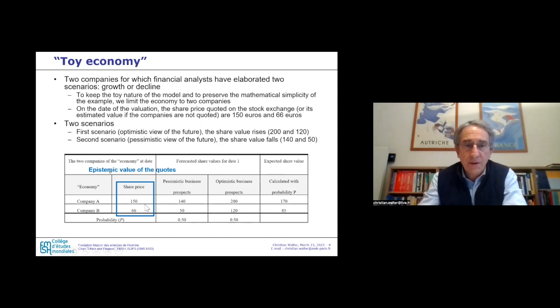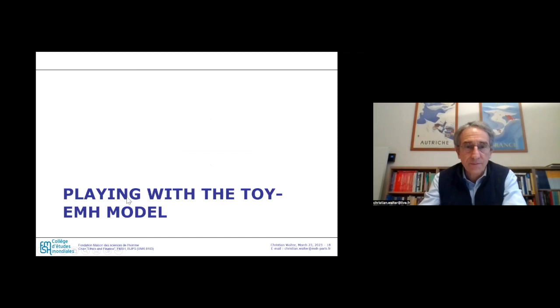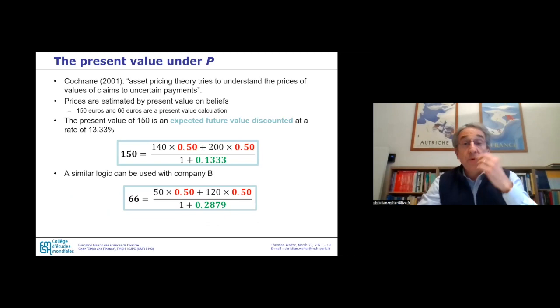And now the new price is not 66, but 63.89. So we begin with the old quotes before arbitrage, 150 euros and 66 euros. These two quantities are given by a present value calculation, which is an expected future value discounted at the rate of 13.33%. In this equation, 150 euros is exactly the result of 140 pessimistic prospect plus 200 optimistic prospect, times the probability P of the real world, divided by one plus the rate of return. Similar logic can be used with company B. We find the same present value equation.